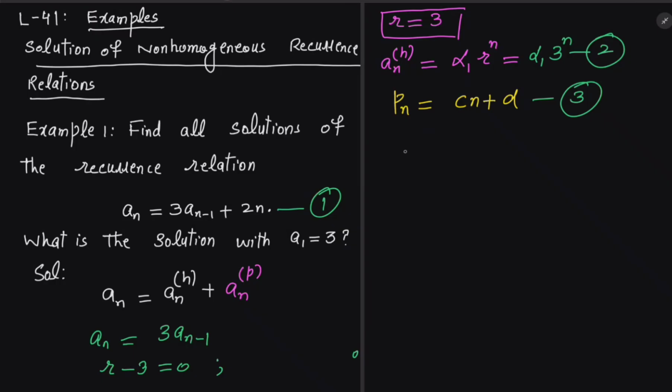So we put that value on the left-hand side first, Cn plus d, and on the right-hand side we have 3 an minus 1. So an minus 1 is actually your polynomial, which is actually a and p. You may call it a and p. It is up to you whatever notation you want to use. So this whole is an minus 1. So c n minus 1 plus d plus 2n.